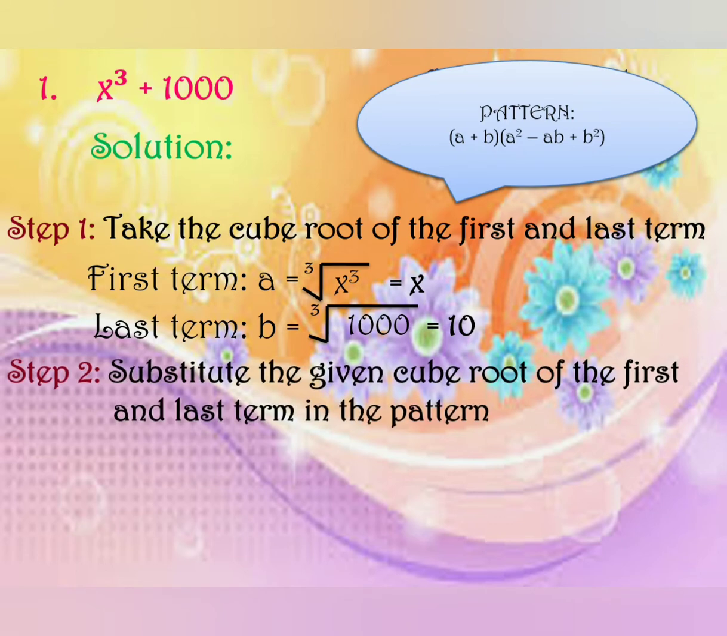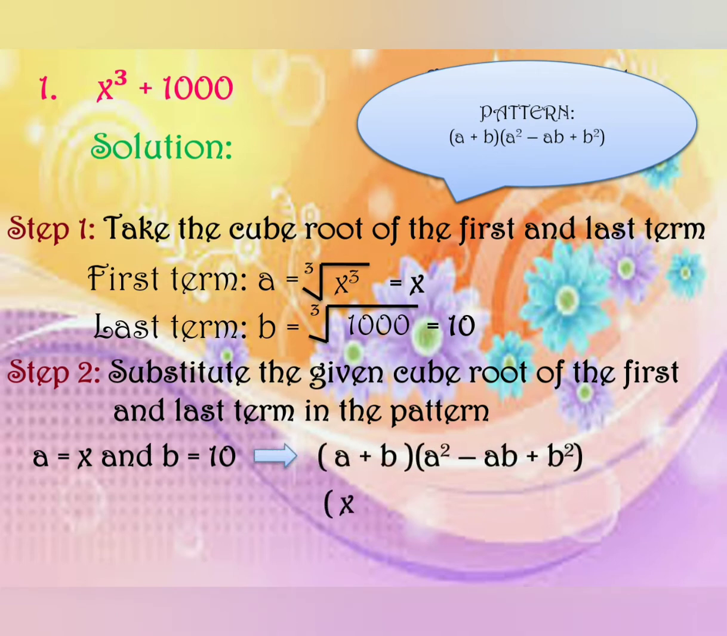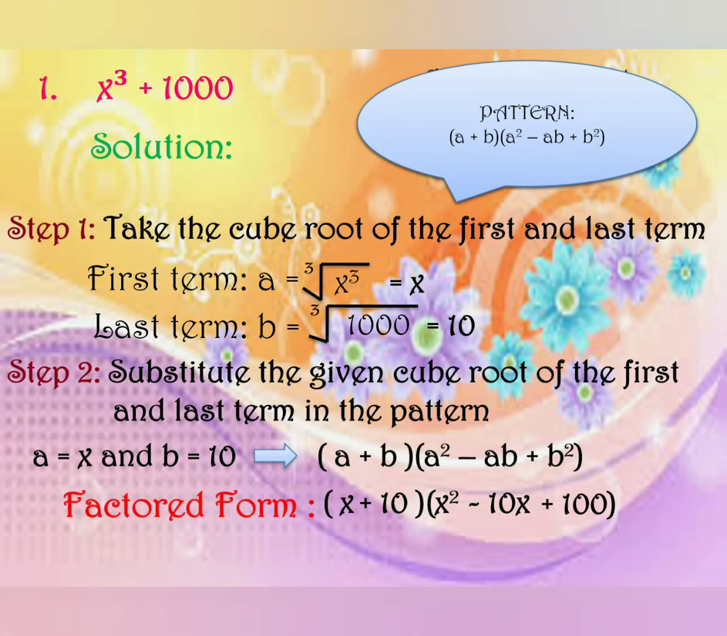Step 2, substitute the given cube roots of the first and last term in the pattern. So we have a equals x and b equals 10. So quantity x plus 10 times quantity x squared minus 10x plus 10 raised to 2, which is equal to 100. So the factored form of x cubed plus 1000 is quantity x plus 10 times quantity x squared minus 10x plus 100.